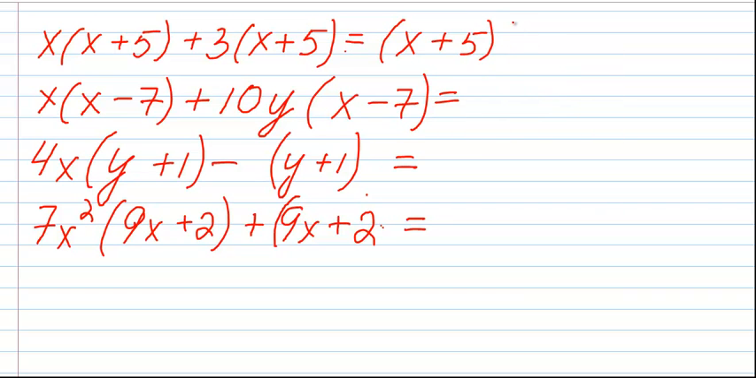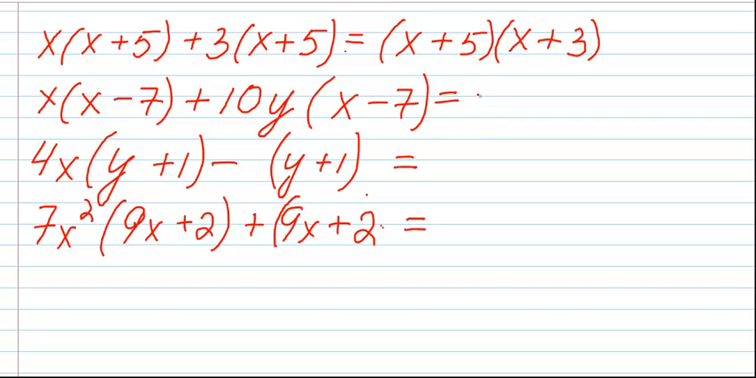What is left is x for the first term, and what is left for the second term after we took out this factor is 3. So we put plus 3. That means the result of factoring is always a product of two binomials, not a sum, not a difference, a product of two binomials.